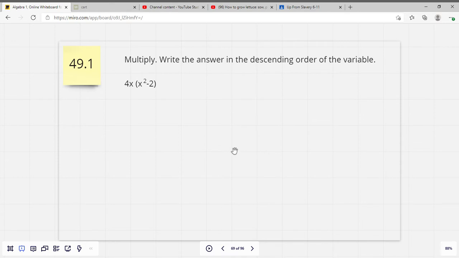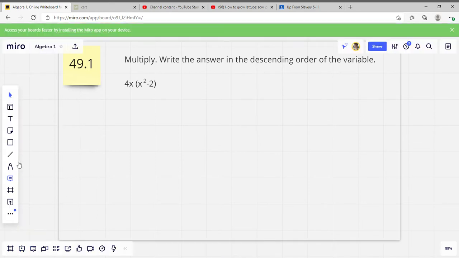Alright, so when we multiply polynomials, we are just going to distribute like we normally would when we have parentheses, so rainbow it basically. Alright, so we're going to multiply 4x times x squared, so it would look like this, 4x times x squared, okay? First we multiply our number. We have 4, and then we don't have a number over here, so we just keep the 4.